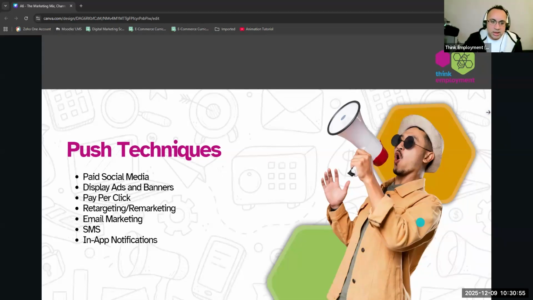So paid social media, paid display ads and banners, pay-per-click, retargeting, remarketing, email marketing, SMS, in-app notifications. On your phone, it suddenly pops up as a notification. You suddenly get an SMS. You suddenly get an email. This is pushing it to you, right? It'll make more sense as we go to pull marketing. Then you'll understand the differences.